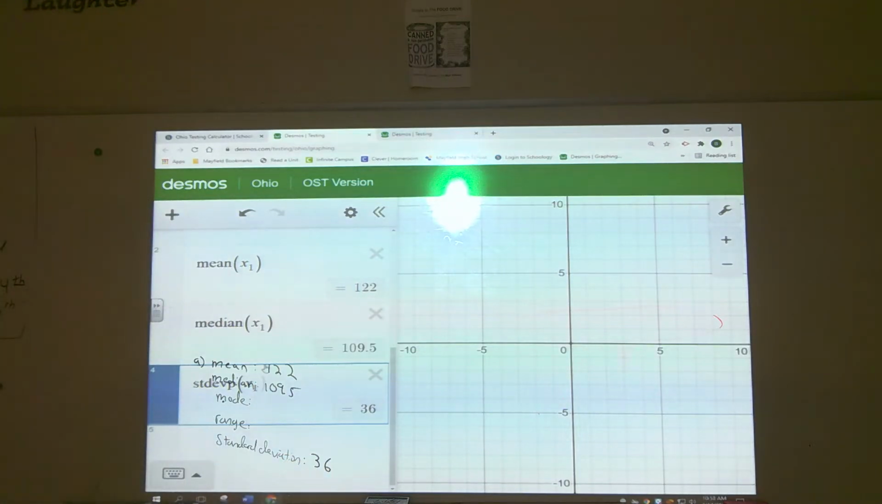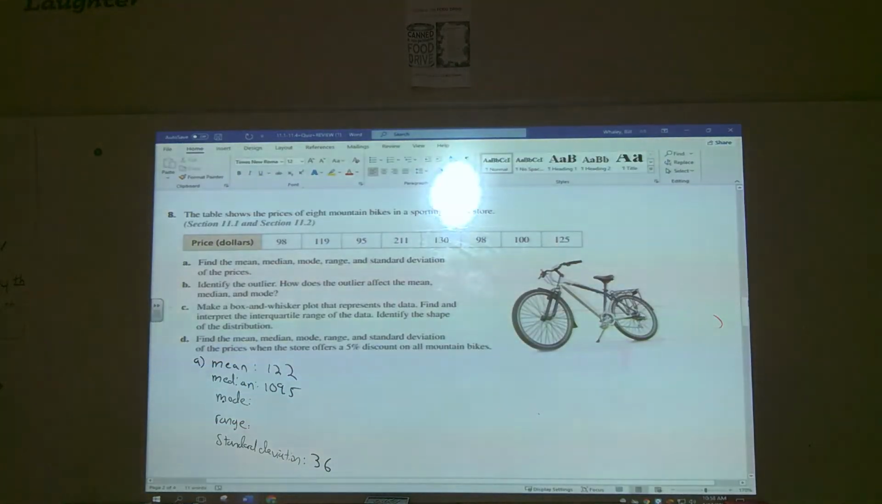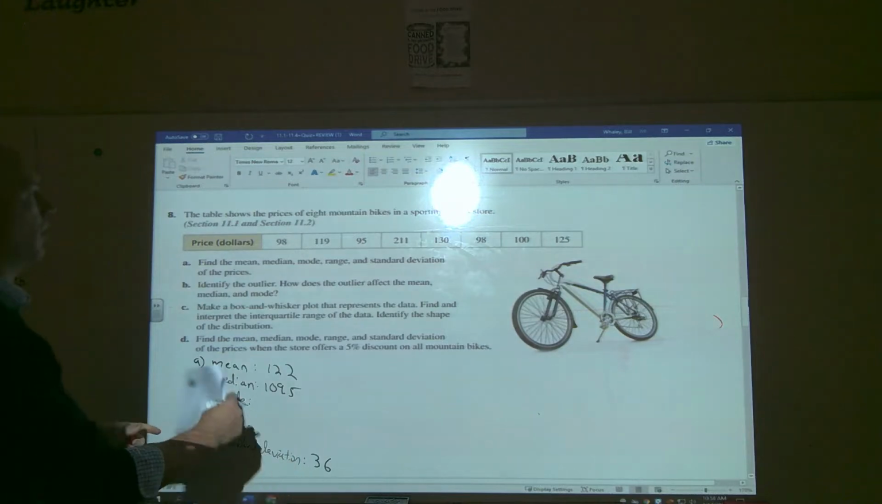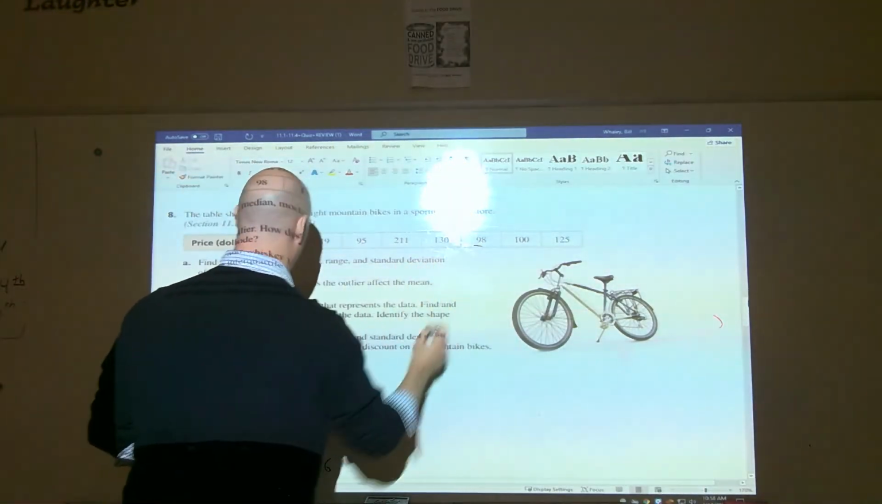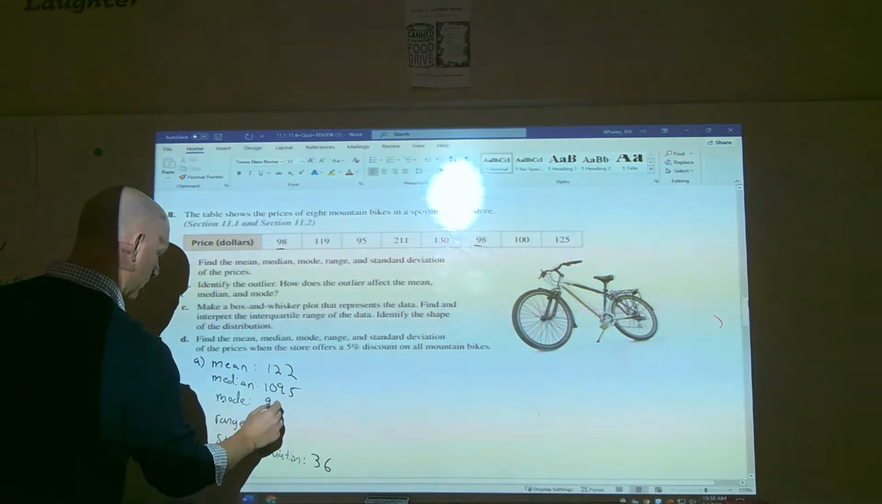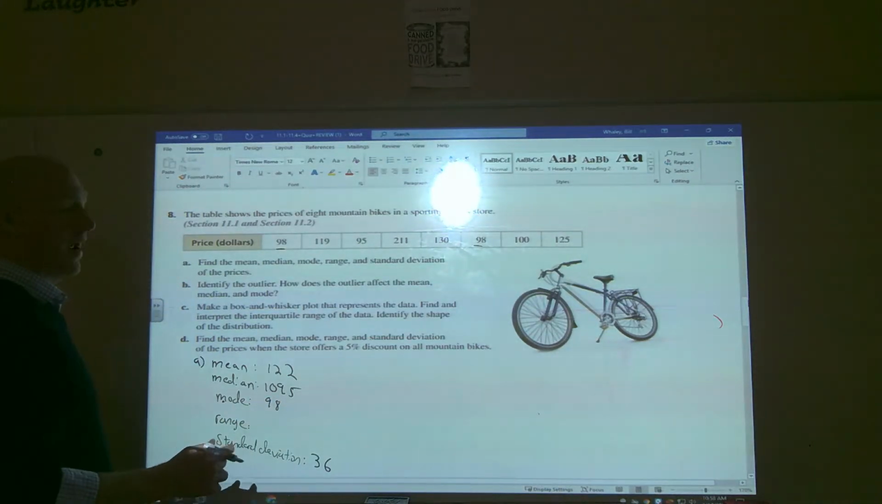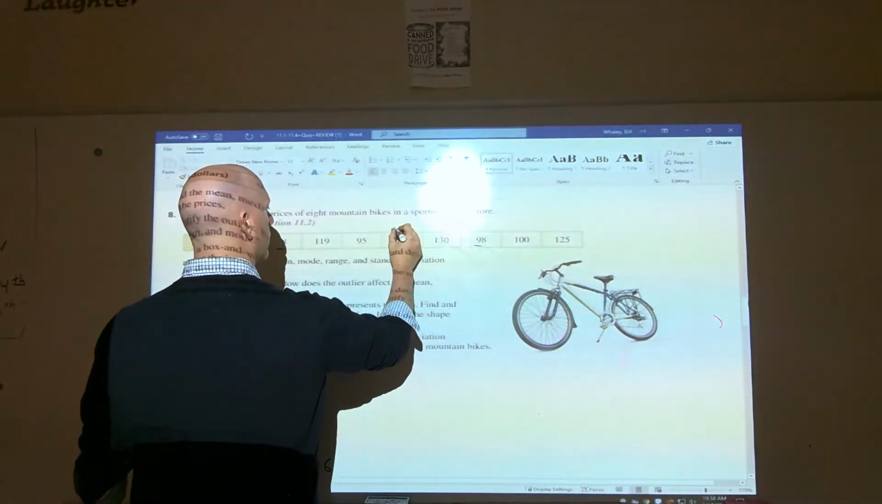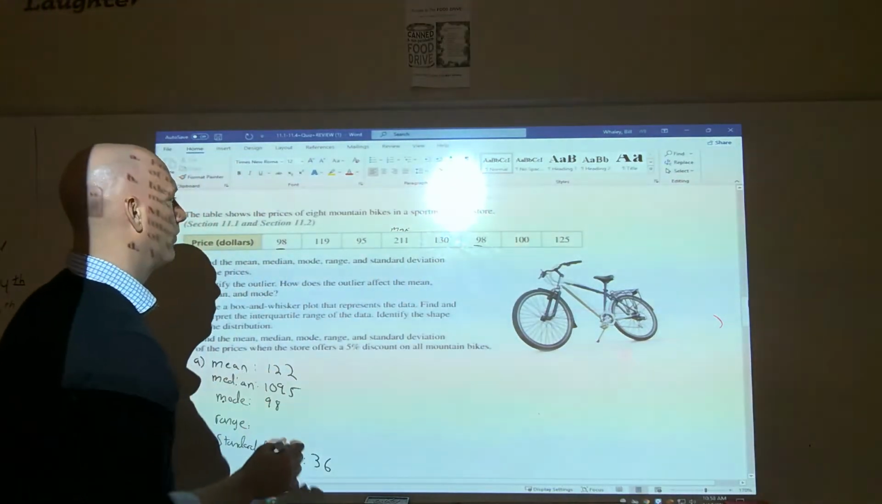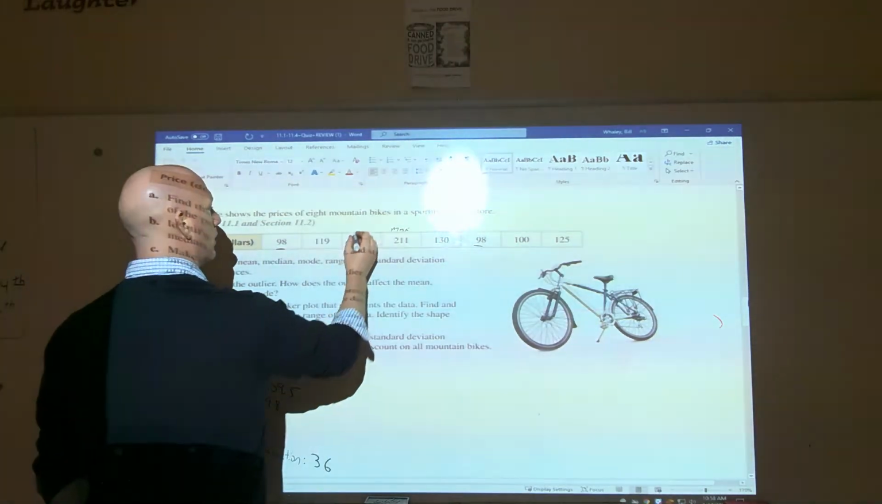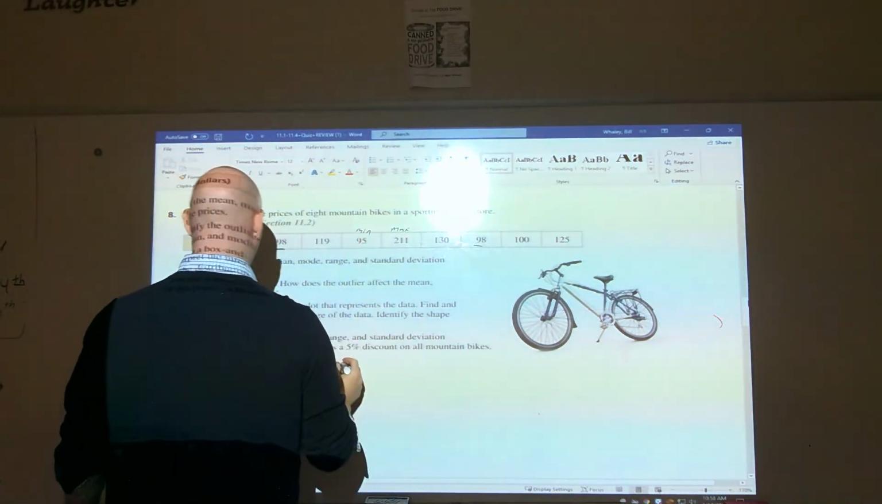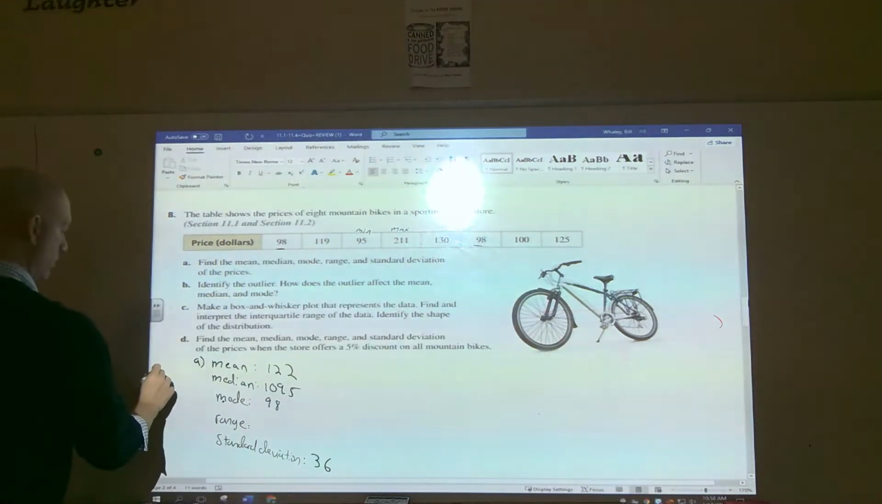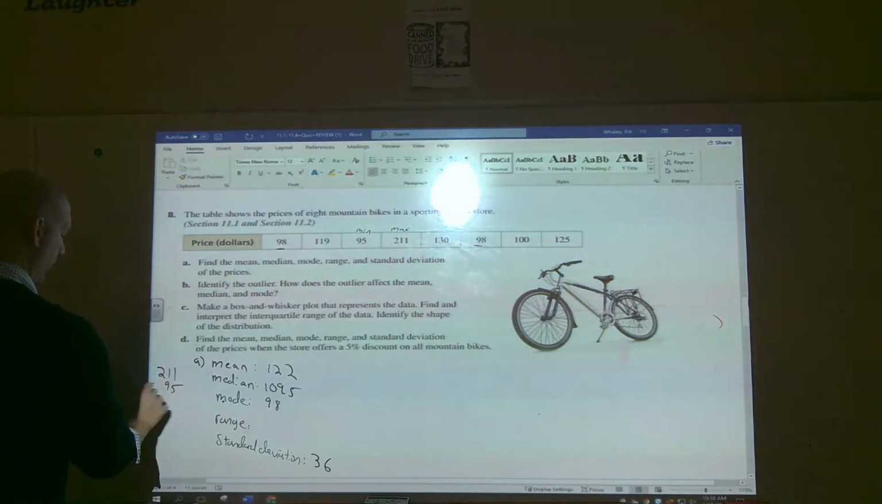Now I need to go back and look at my data sets to get the mode and the range. Did any number appear twice? It looks like 98 did. The range is our max minus our min. The most expensive bike was 211. The cheapest bike appears to be 95. So 211 minus 95 is 116, right?